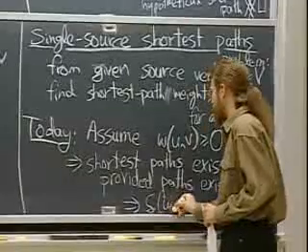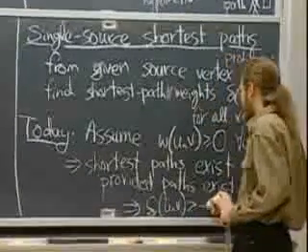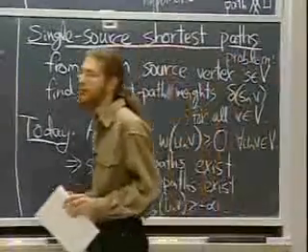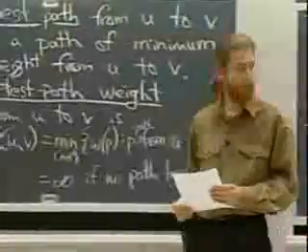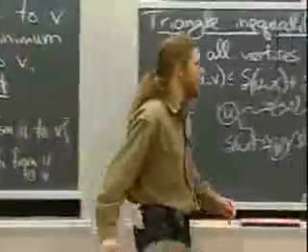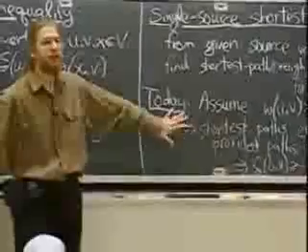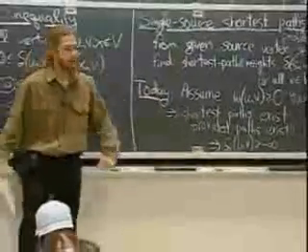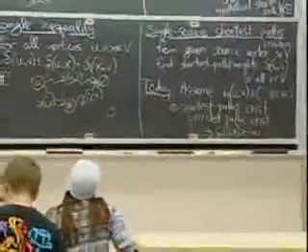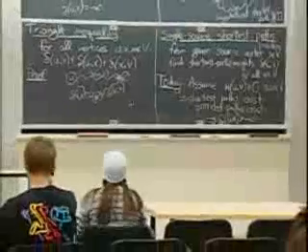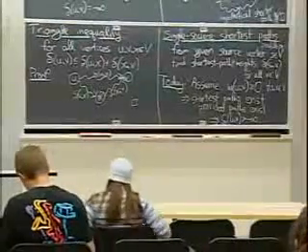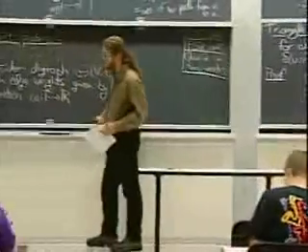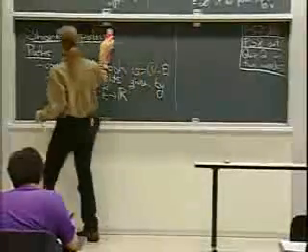Delta of uv is always bigger than minus infinity. It still might be plus infinity if there's no path, but this will make life a lot easier. And the algorithm we'll cover today really requires this property. You can't get away without it. Next class we'll get away without it, with a fancier and slower algorithm.